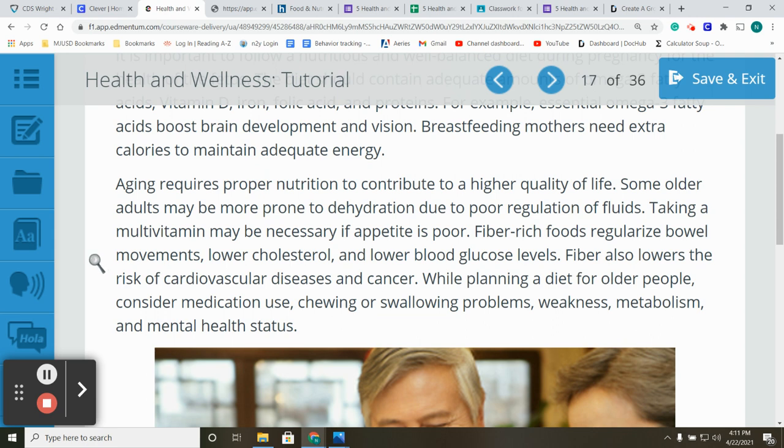Fiber rich foods regularize bowel movements.